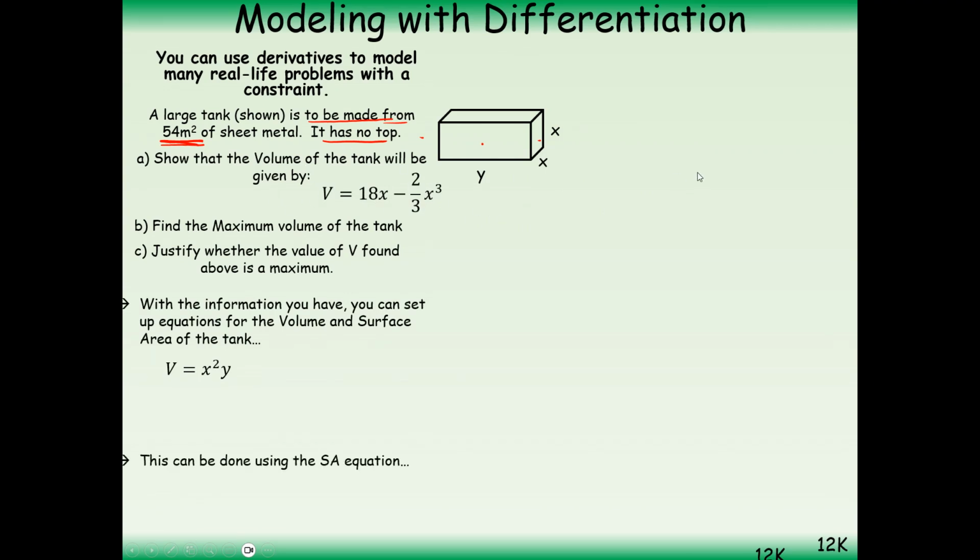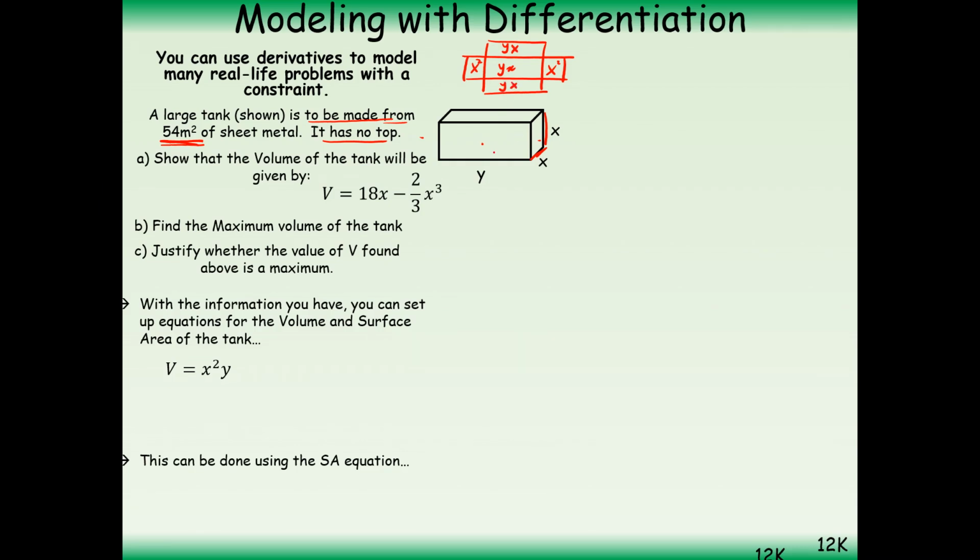Let's just redraw the net of this shape. It has x squares at either end, an x square here and an x square there, because these dimensions are x and x. Here we have yx, and on this side we get yx and yx as well.